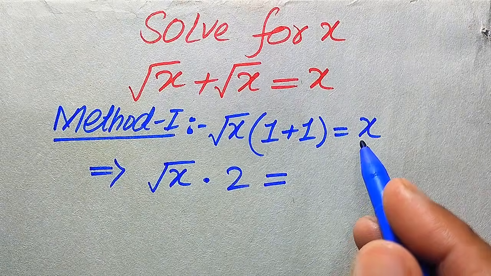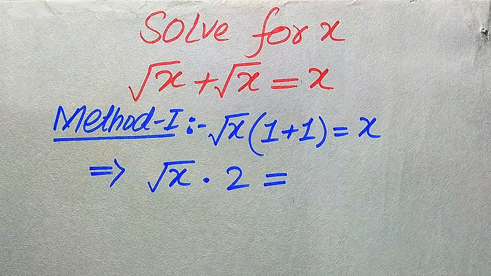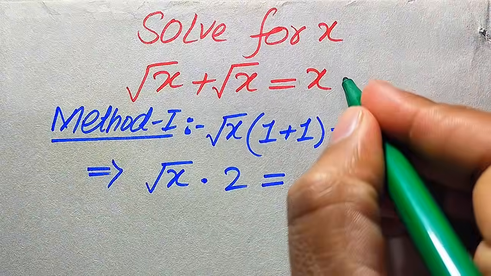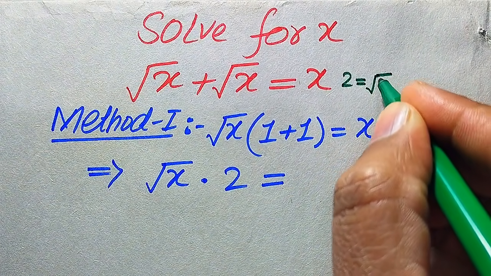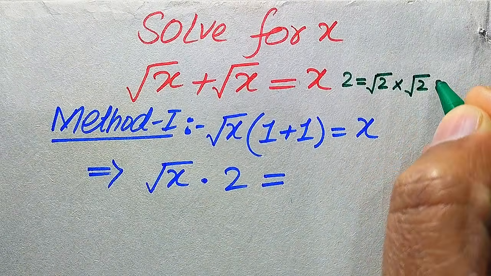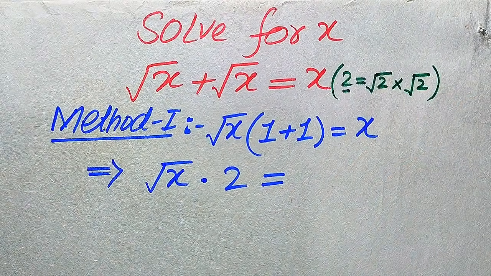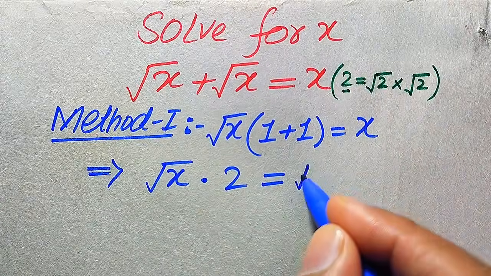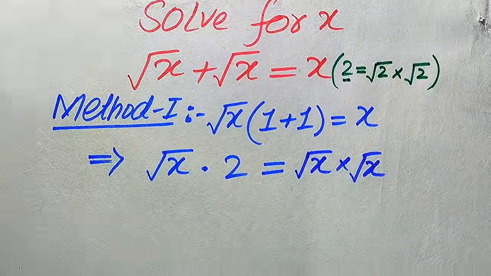And here further we need to rewrite this term. Here we use the nice radical law. So you know that if we have a number 2, we can write 2 as the product of two radical terms, so we write it as square root of 2 multiplied by square root of 2. Okay, so we write this 2 as the product of two radical terms. So according to this rule, we write this x as square root of x multiplied by square root of x.